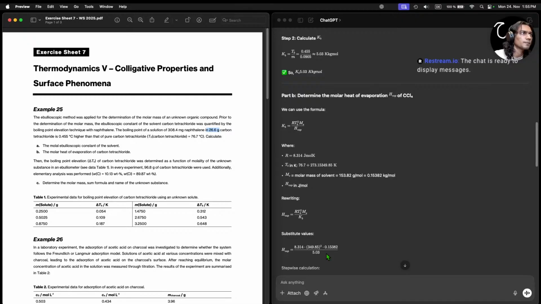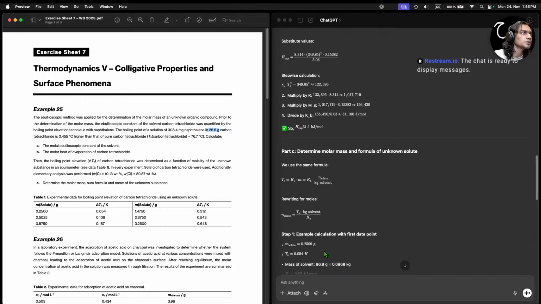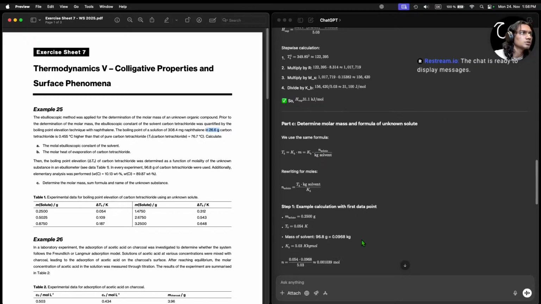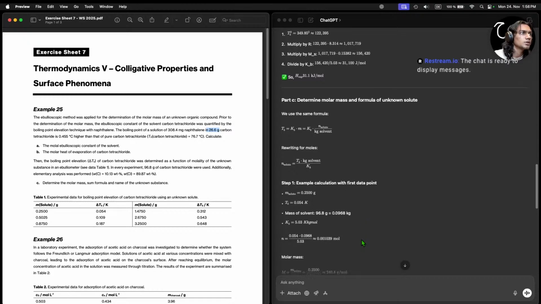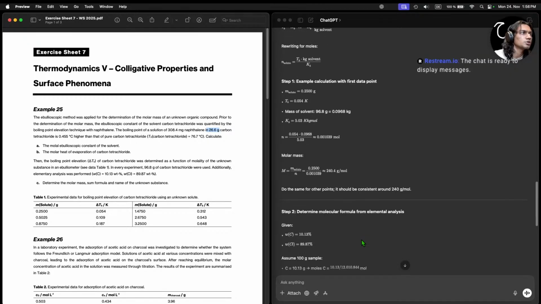Rewrite that. Determine molar mass and the formula of the unknown. So we use the same formula, rewriting for moles. Okay. And an example calculation with the first data point. Do the same for the rest; it should be consistent at around 240 grams. Determine the molar formula from elemental analysis.